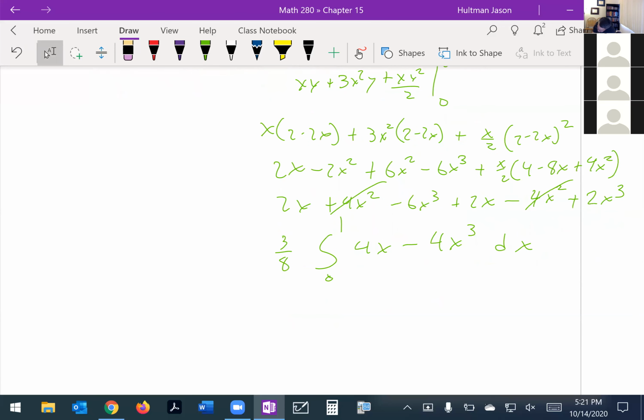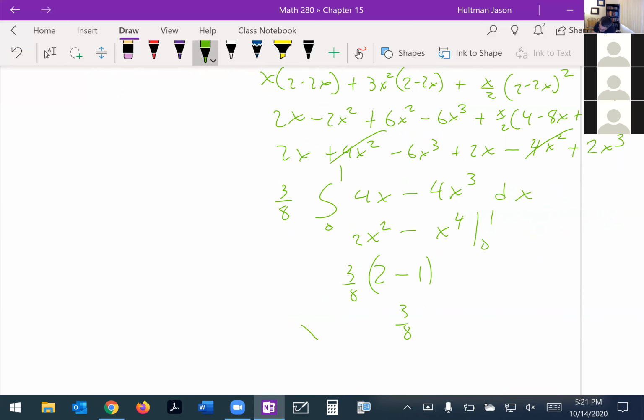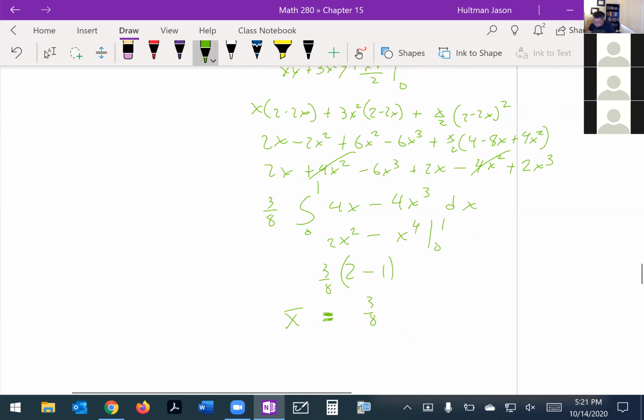Okay, nice. So now we're going to get 2x squared minus x to the 4th from 0 to 1. It's kind of cool. So this becomes 2 minus 1, which is 1, times 3/8, so that's 3/8. So x bar is equal to 3/8. So what does this mean? The x bar is equal to 3/8.